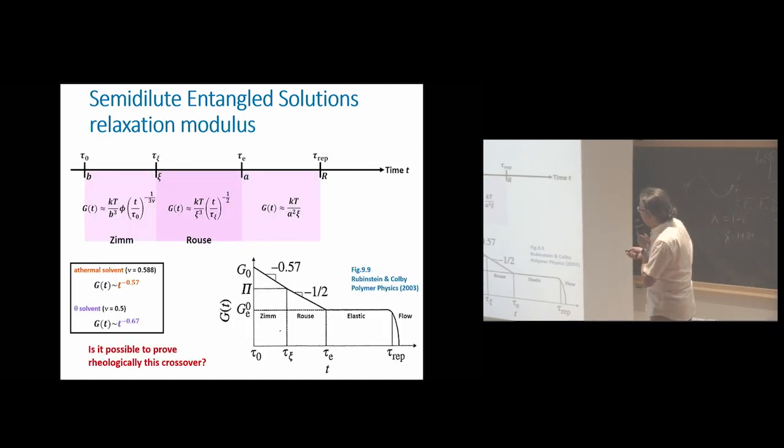And we also have the relaxation modulus for different time scales. So different relaxation times: tau 0 for monomer b, tau xi for correlation length xi, tau E for entanglement diameter, tube diameter a, and reptation time for the chain size. And you have the Zimm relaxation modulus below the correlation length scale, or below the relaxation time of the blob. And above you have the Rouse mode, and then you have the elastic plateau. It's independent of time, so we can have a schematic of the relaxation modulus with these 4 steps. At short time, you have the Zimm mode with a slope of minus 0.57 for a thermal solvent, and then you have the Rouse mode, the elastic plateau, and then it flows.